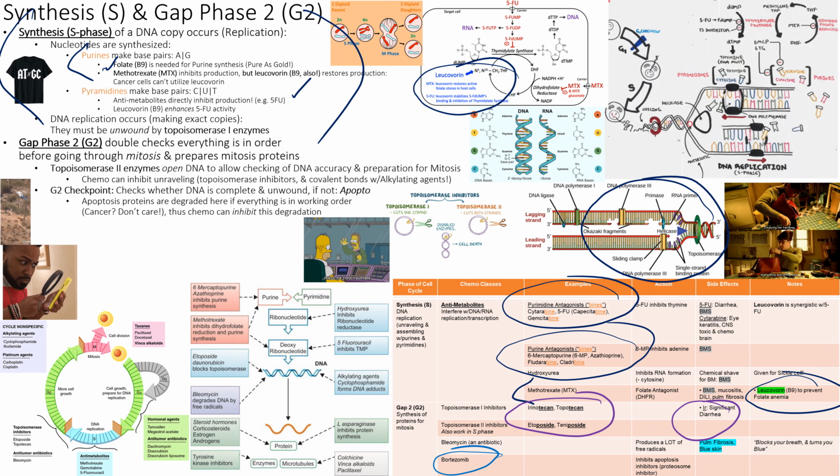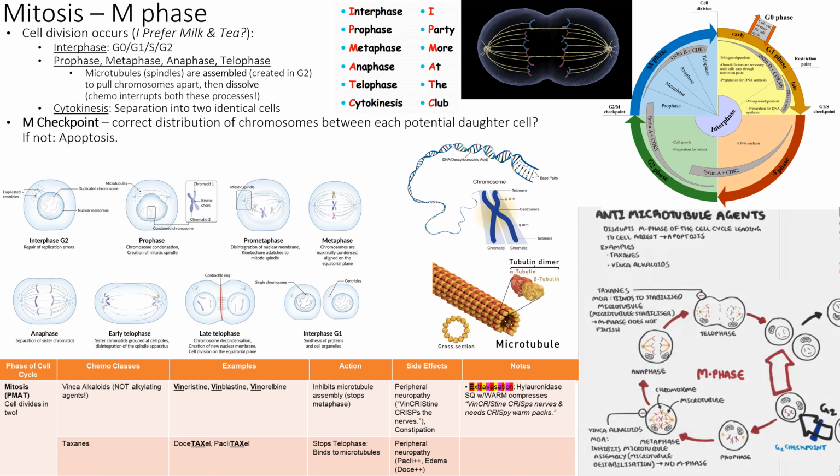All right, so mitosis. So remember this from fourth grade. We got our I party more at the club. Not in fourth grade. I prefer milk and tea is another acronym. All right, so PMAT. And the interphase was actually everything we did up to this point. That's the other stuff we were doing, right? And then the PMAT are the other different phases. And basically we have chemotherapy drugs that work on the metaphase, right? And telophase, I believe.